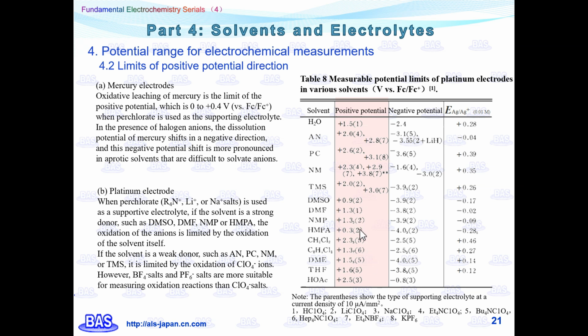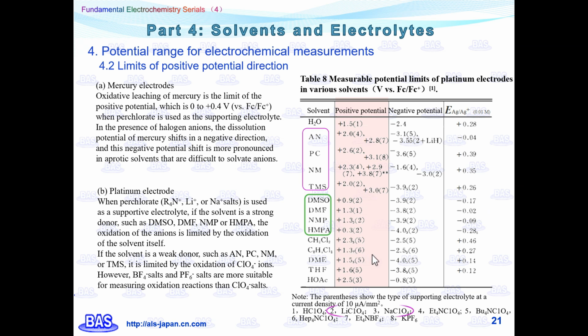For example, the positive potential limit of the perchlorate ion in the nitromethane solvent is plus 2.3 volt, while the tetrafluoroborate anion is plus 2.9 volt. In protophobic non-protonic solvents, for example, propylene carbonate, etc., the total measurable potential range can reach about 6 to 7 volts.